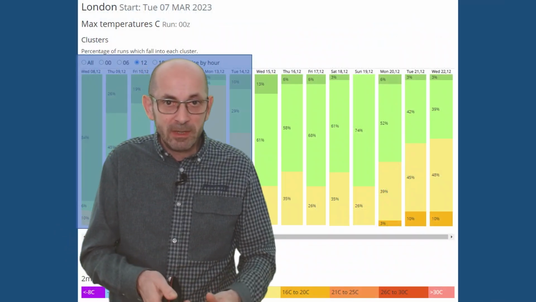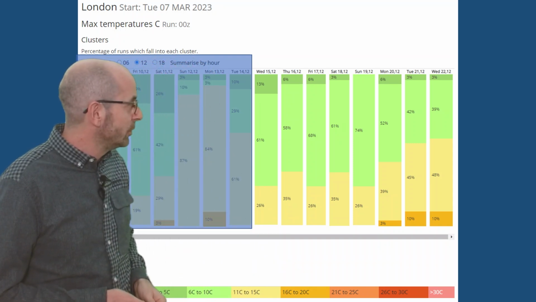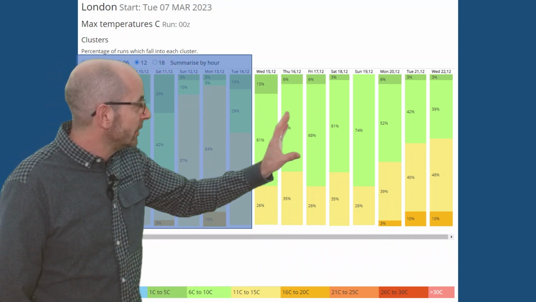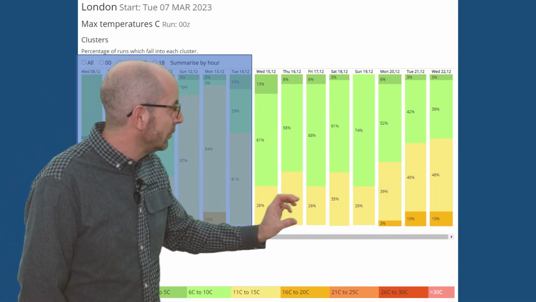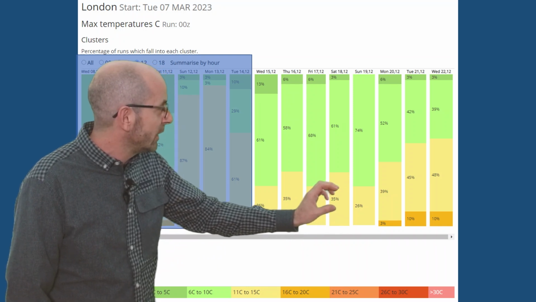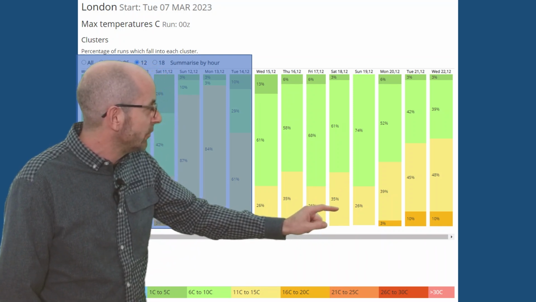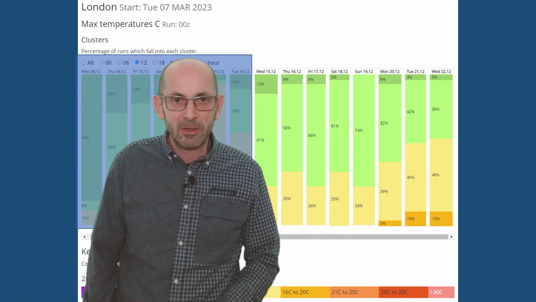Here are the 2-metre temperatures shown in the data table for London once more. Light green dominating early on, 6 to 10 Celsius maximums, but as we go through week 2, there is more yellow showing up, and towards the end there, a little bit of orange as well. Those are runs going for maximums between 16 and 20 Celsius.